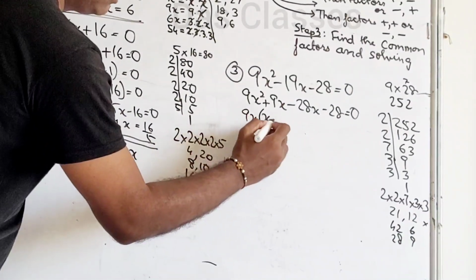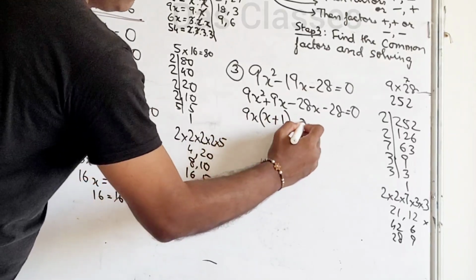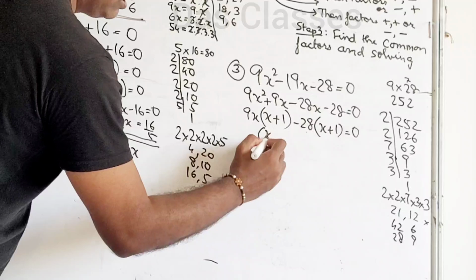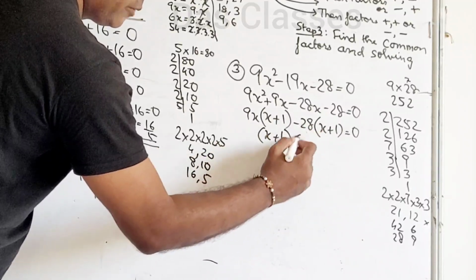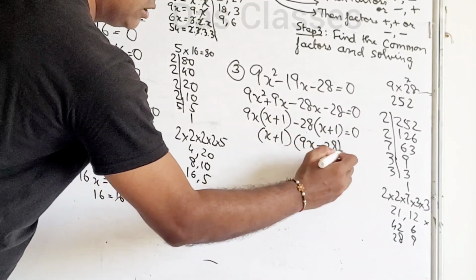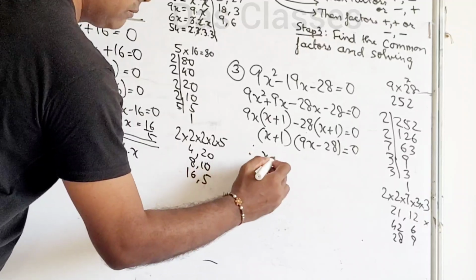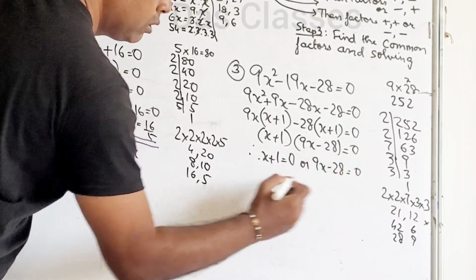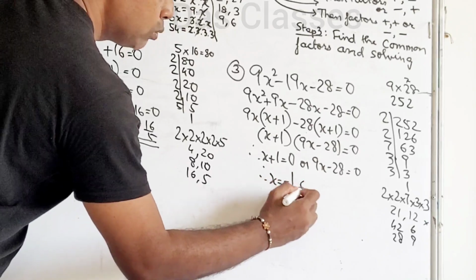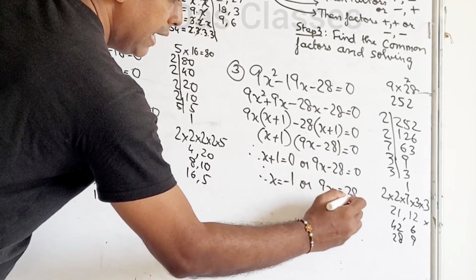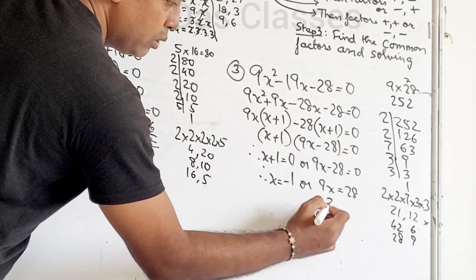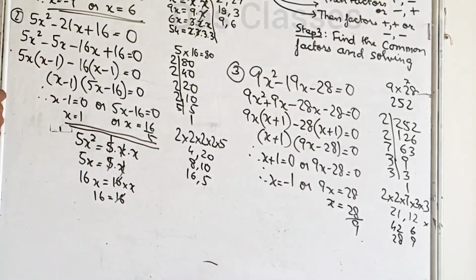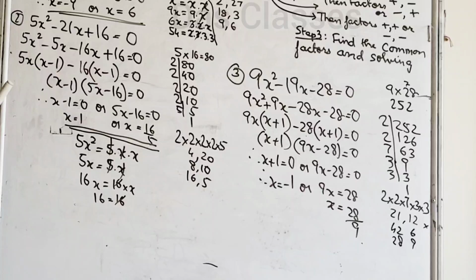You can take the factors. If you want x plus 1, minus 28, again factors x plus 1. So the answer is x plus 1 and 9x minus 28 is equal to 0. Therefore, x plus 1 is equal to 0 or 9x minus 28 is equal to 0. Therefore, x would be equal to minus 1 or 9x is 28. First 28 will go that side, so 28 upon 9. So the final answer is x is equal to minus 1 or x is equal to 28 upon 9.